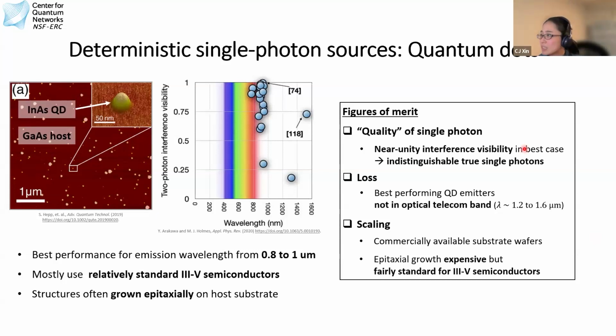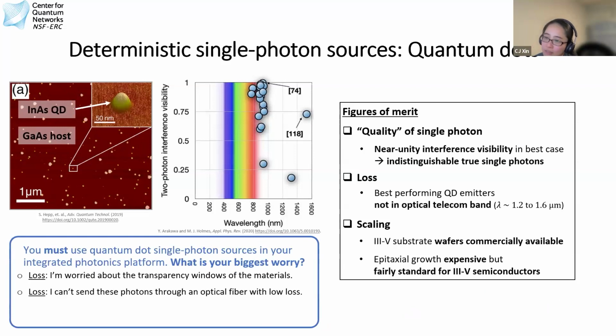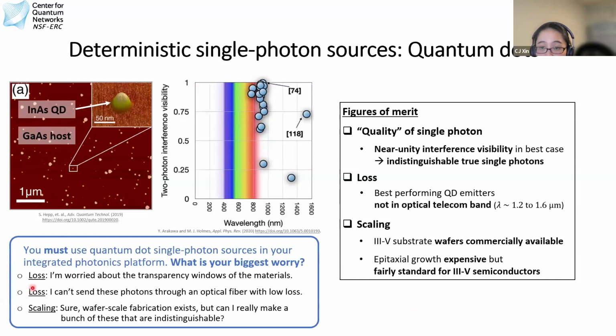But yeah, so it seems like everything looks great. Why even consider other types of emitters? Well, let's play devil's advocate a little bit, and then let's consider a few. Let's consider the following. If you must use a quantum dot as a single photon source in your integrated photonics platform, what is your biggest concern about it? So I have 3 options for you. The first 2 are about loss, and then the last one is about scaling. So I'll launch the poll, and then you'll get a little bit.